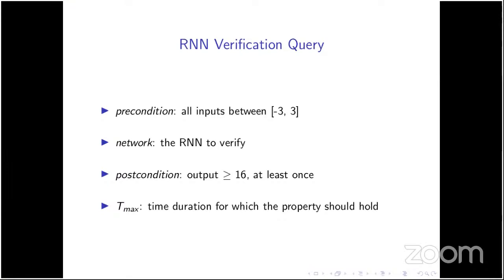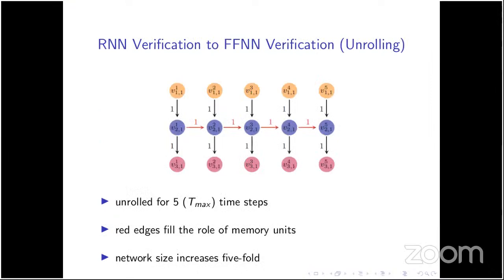And the fourth component is time. And in fact, that's why in the precondition and the post condition, you have phrases like "all inputs" and "at least once". So there is this notion of time, and the property has to be understood in the way that it will hold for this time duration, which was 5 in this particular case that we were looking at the last time.